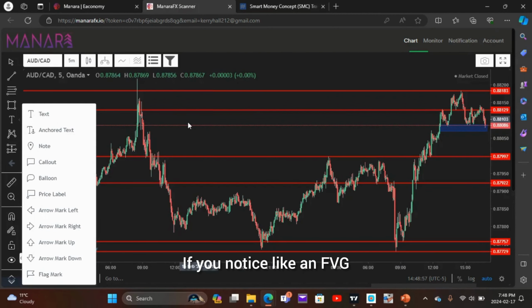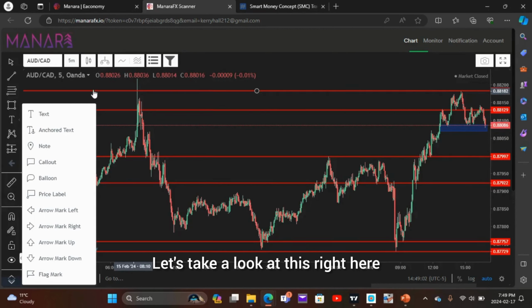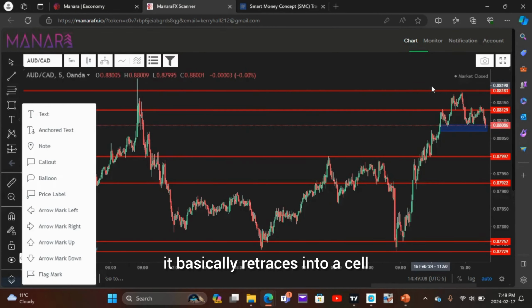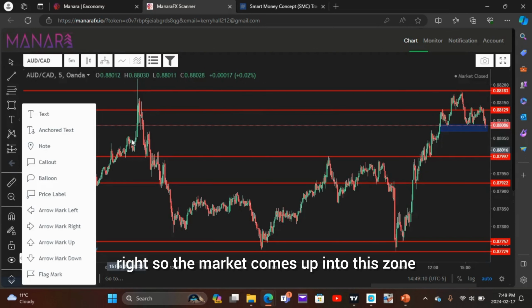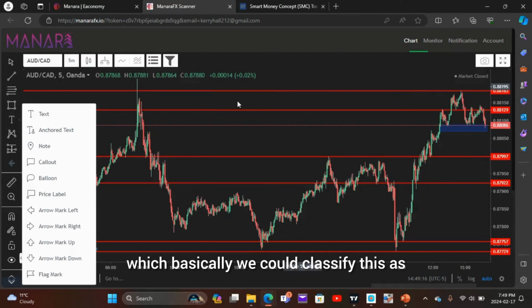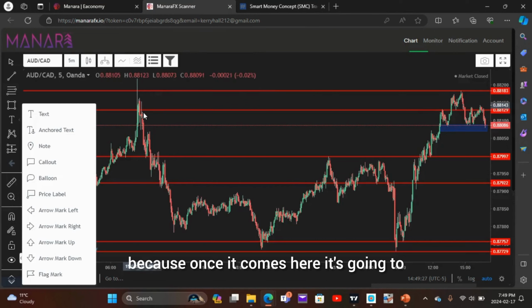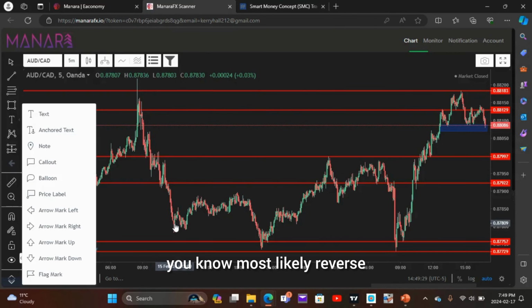If you notice like an FVG, which is a fair value gap, you can identify that with a text. Let's take a look at this right here. If you notice, once the market comes into this zone, it basically retraces into a sell, right? So the market comes up into this zone, just like it did right here, which basically we could classify this as a sell zone. So when the market comes up to this level, we could classify it as a sell zone because once it comes here, it's most likely going to reverse because we've seen it done before, right?